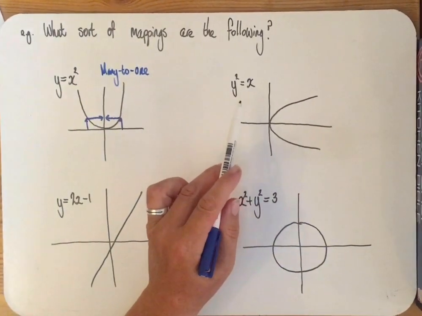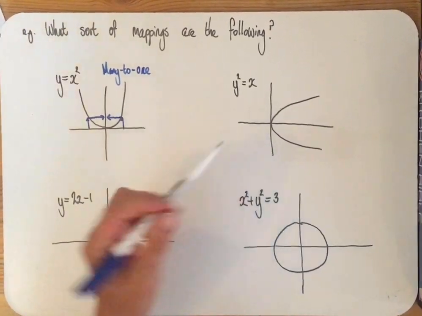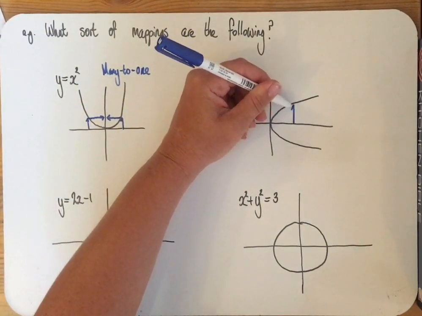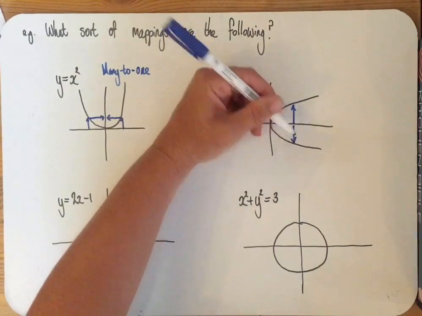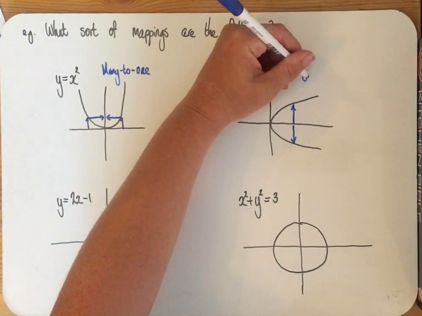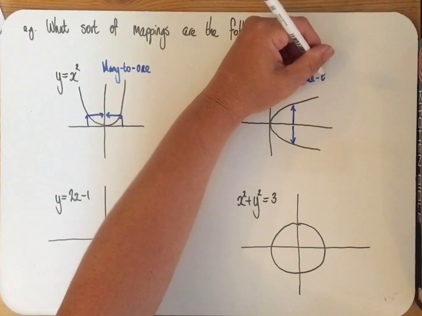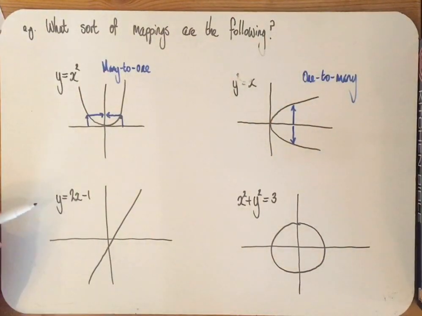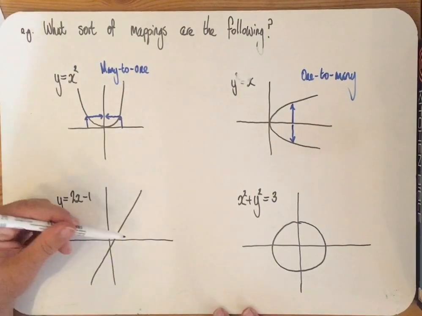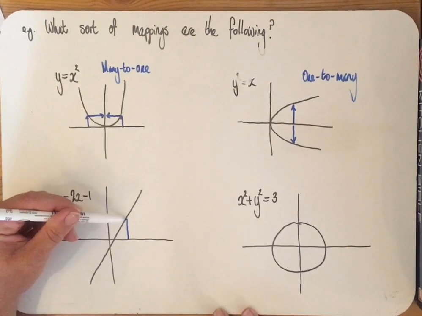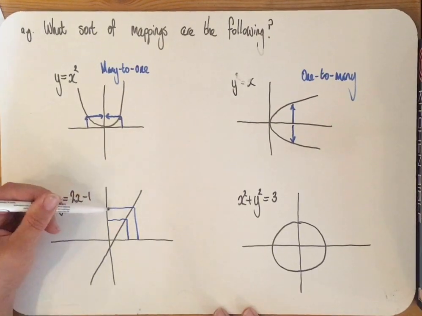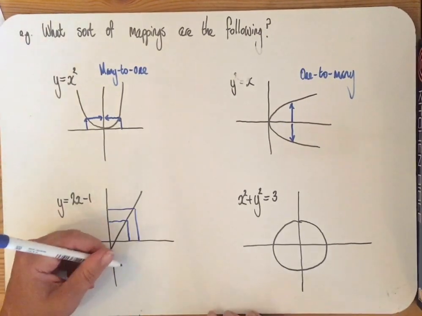Y squared equals x, so that's the same as y equals plus or minus root x really. But you've got one value of x being mapped to two values of y. So that's one to many. Y equals 2x minus 1 is a straightforward one-to-one mapping. So you get a unique value this way, unique value coming back.